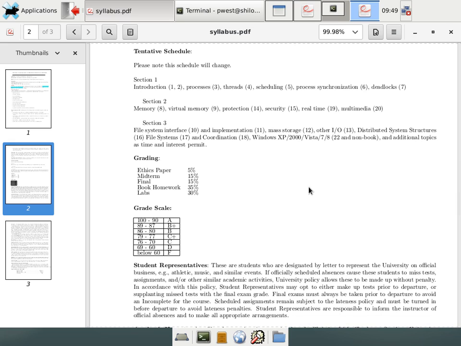Great. Grading, ethics paper. You gotta do an ethics paper. Just get your ethics paper done. Midterms 15, finals 15. Your book homework is 35%. You're going to have a lot of book work here.